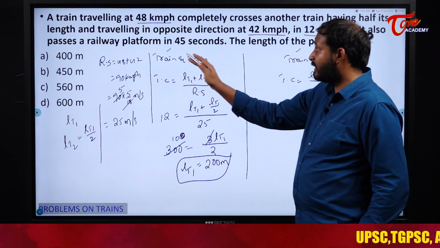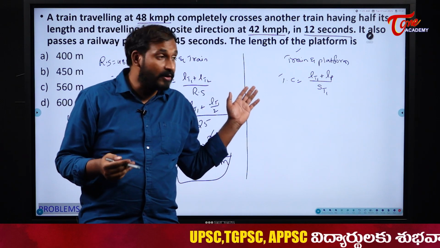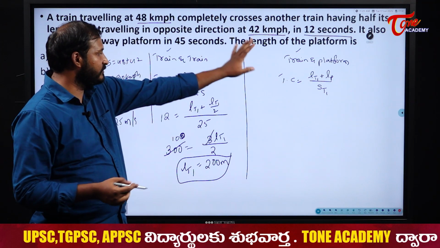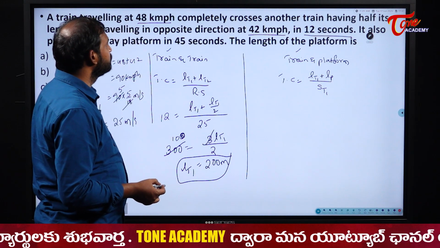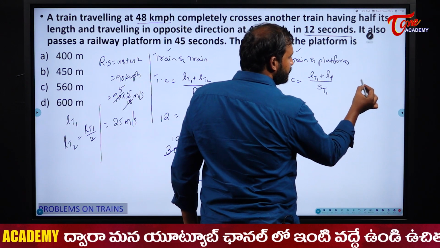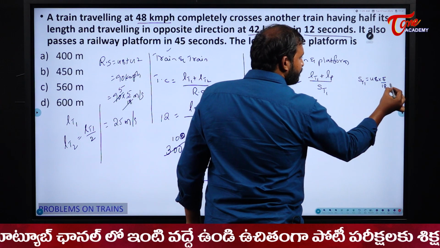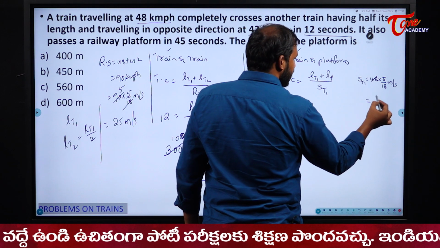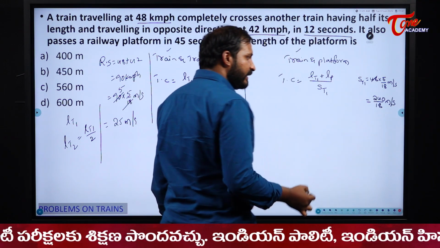Now that same train is crossing a platform whose length we need to find, in 45 seconds. So simply substitute the same thing there. The speed of train 1 is 48 kmph. Please convert that into meters per second. Speed of train 1 is equal to 48 into 5 by 18 meters per second, or directly we can write it as 240 by 18 meters per second, no problem.